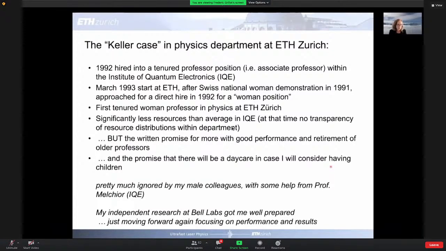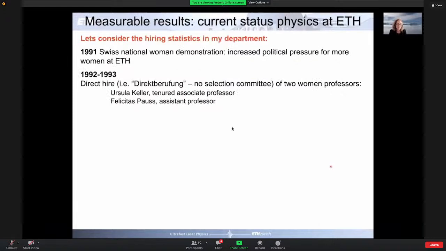And when I showed up, I was pretty much ignored by my male colleagues. I had some help from Professor Melchior, but he became more and more disgruntled because at the end, he was the only one to give me more space, and that was really hurting him. But at least I really did not need the help of the physics department because I was pretty well prepared by my independent research at Bell Labs for 4 years. And again, I just focused on performance and results.